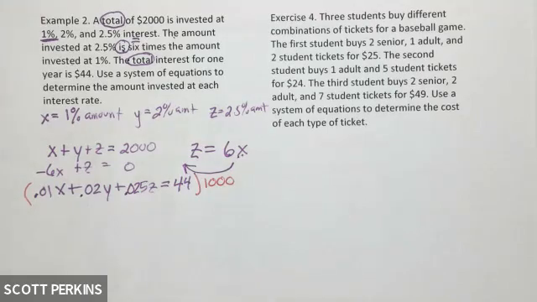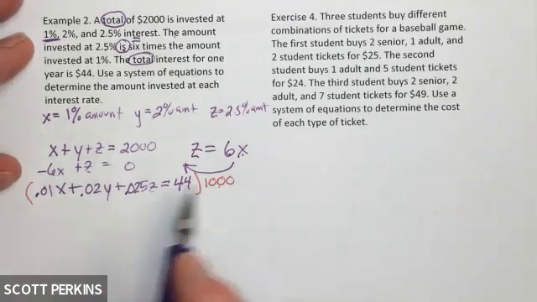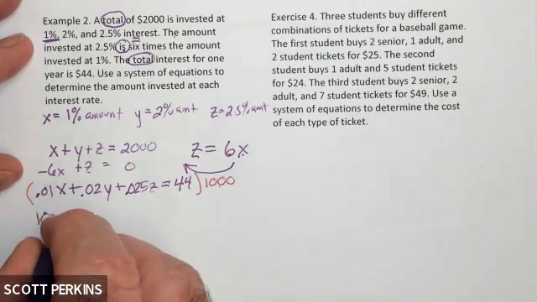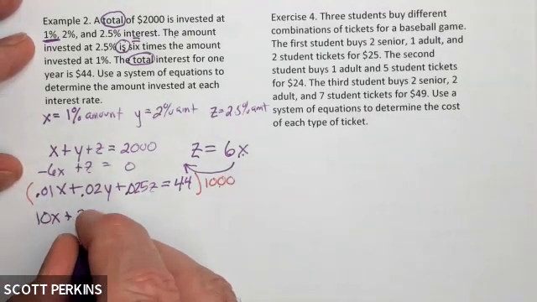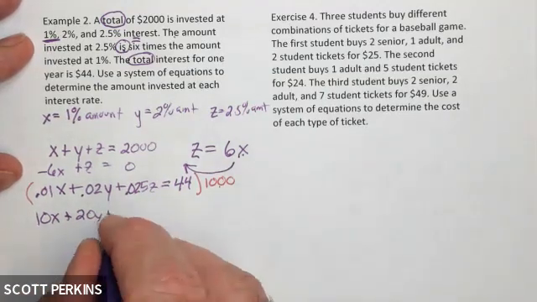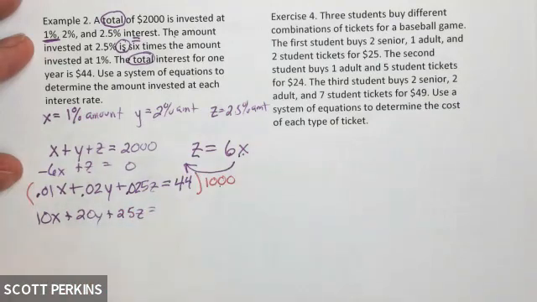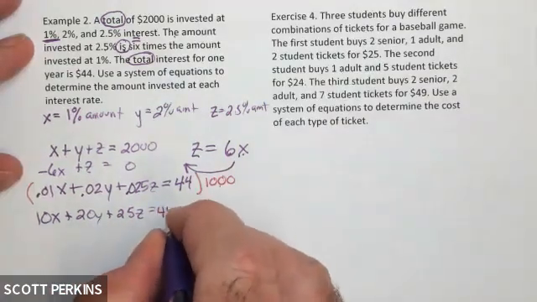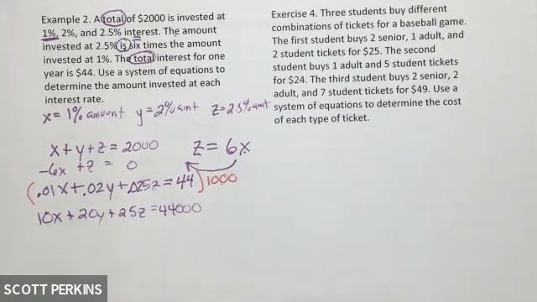So if you're solving this, this is not a required step on the test because I'm not going to have you solve the word problem. I'm just interested in you setting it up. But when you're doing your homework, if you want to practice, I would recommend getting rid of the decimal. So 1,000 times 0.01 is 10x. 1,000 times 0.02 is 20y. Then 1,000 times 0.025 is 25z. And 1,000 times 44 is 44,000. And there's the system that you would solve.